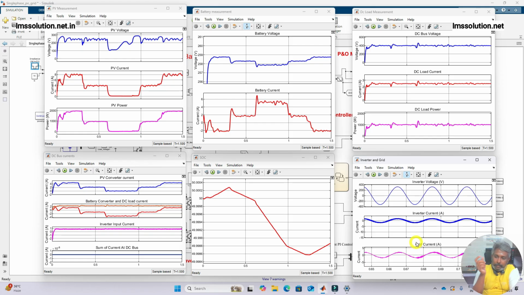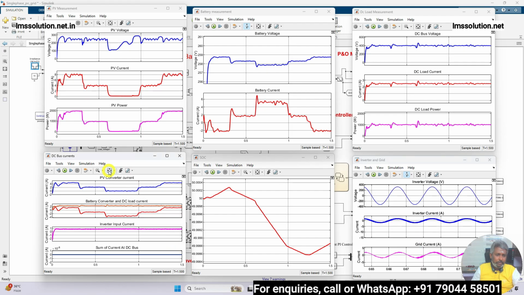So that means during this condition, the battery SOC is more than 10 percent, and during night condition, where the radiation goes to 0, the battery takes care of supplying power to the load, the DC load, as well as the grid. Whatever current is required for supplying the grid will be supplied from the battery during night time. So this is the first condition.